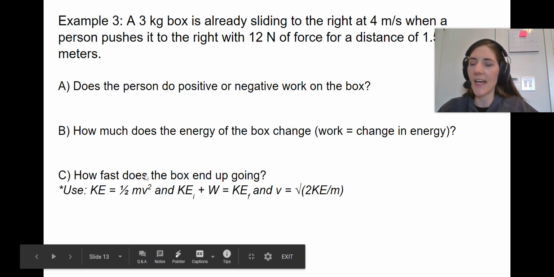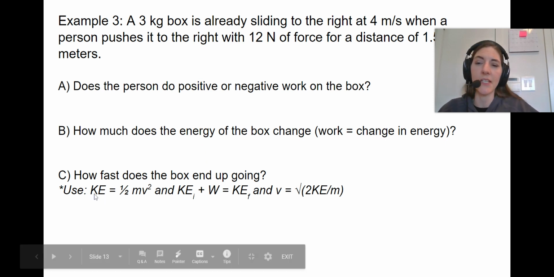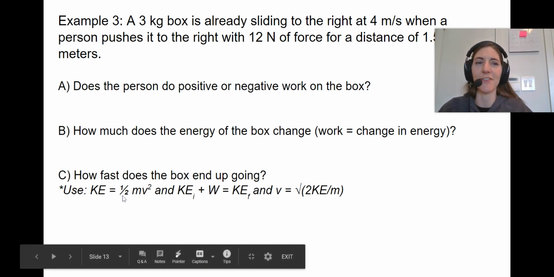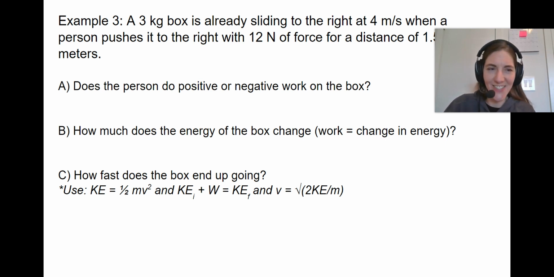To figure out how fast the box ends up going, you're going to use kinetic energy first because you have to find the initial kinetic energy. You're going to have to add that initial kinetic energy to the work to get the final kinetic energy, and then use the equation for velocity from the kinetic energy equation to figure out the velocity.